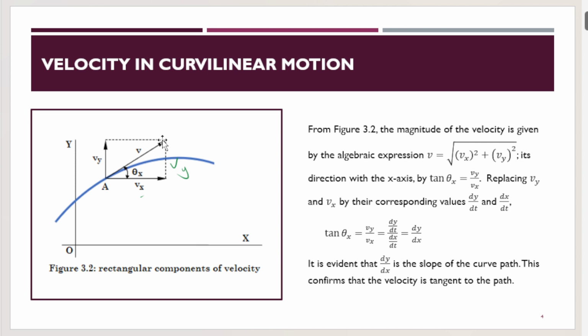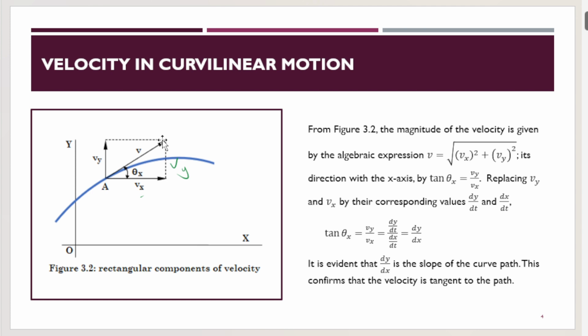Its direction with the x-axis is given by tangent theta x, the same idea as your forces from statics of rigid bodies. In this case, for velocity, tangent theta x is v sub y over v sub x. Replacing v sub y and v sub x by the corresponding values dy over dt and dx over dt respectively, we have that tangent theta x is dy over dx. That means that dy over dx is the slope of the curved path.